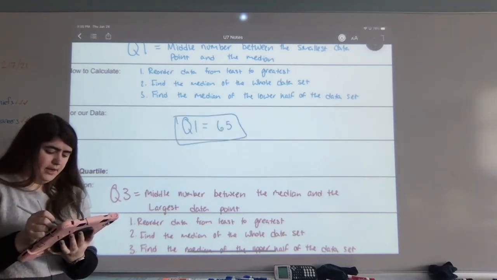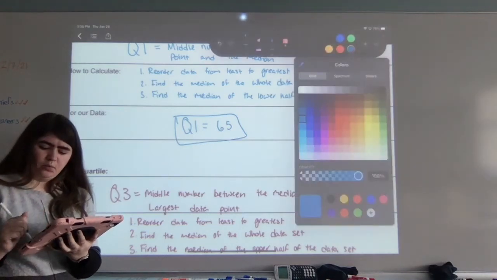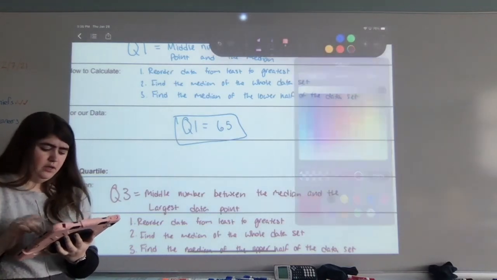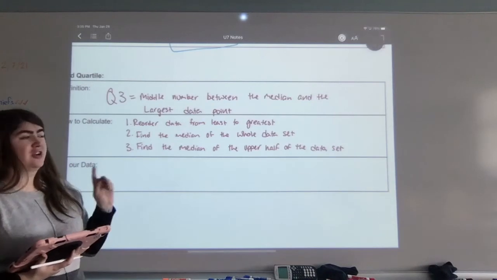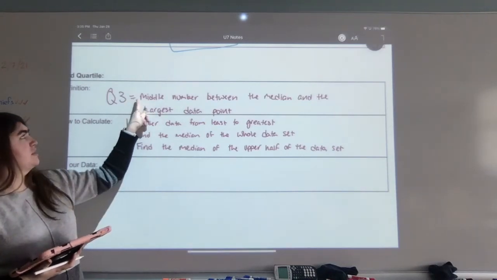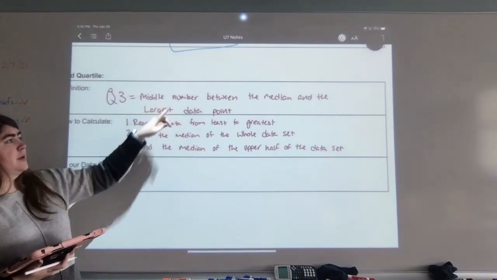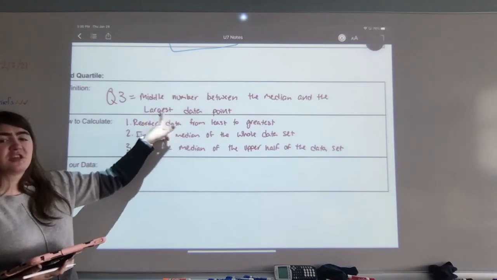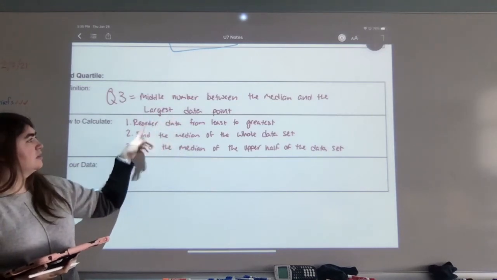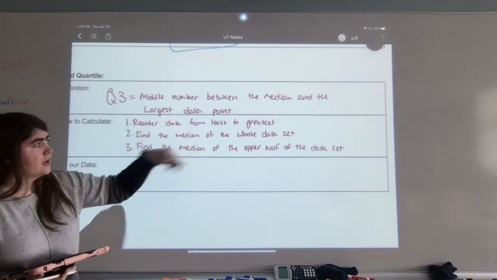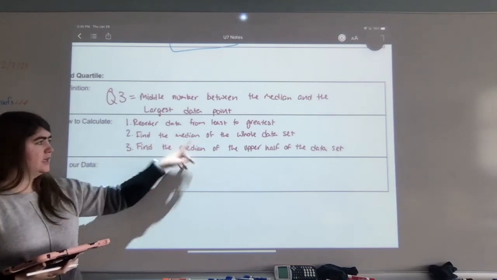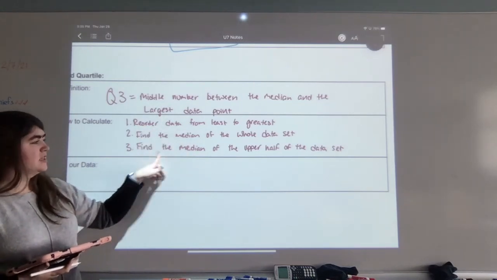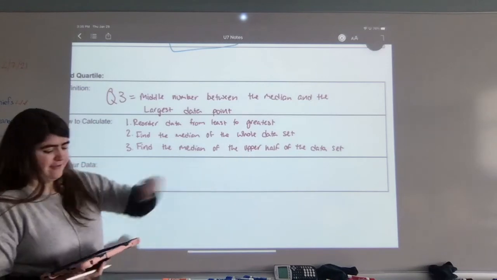All right, next we have Q3. It works very similarly. In fact, the steps are exactly the same. It's just that Q3 is the middle number between the median and the largest data point. And the steps say reorder from least to greatest, find the median. We did both of those things. Find the median of the upper half of the data set.